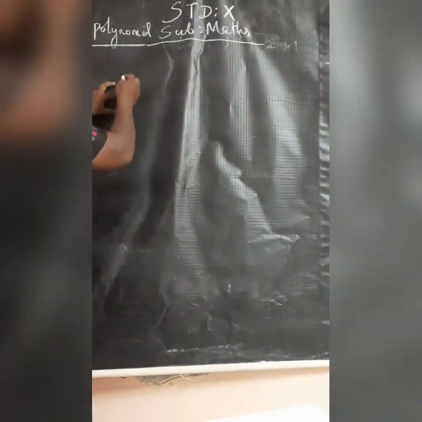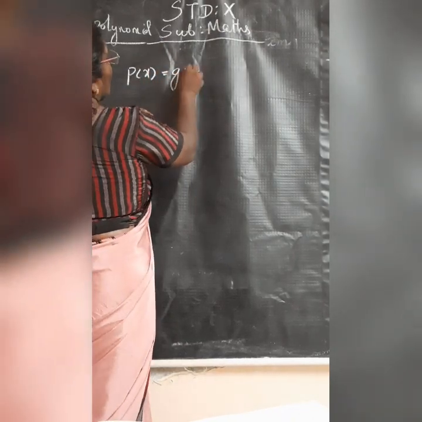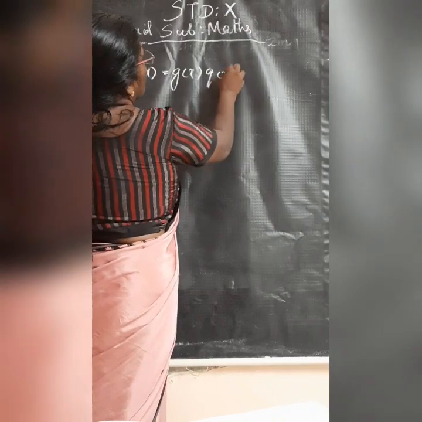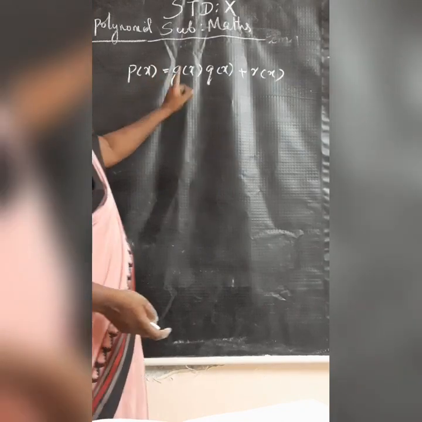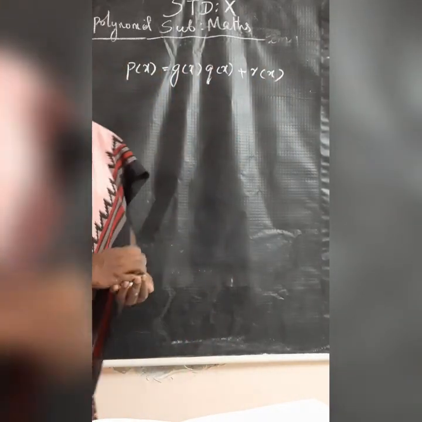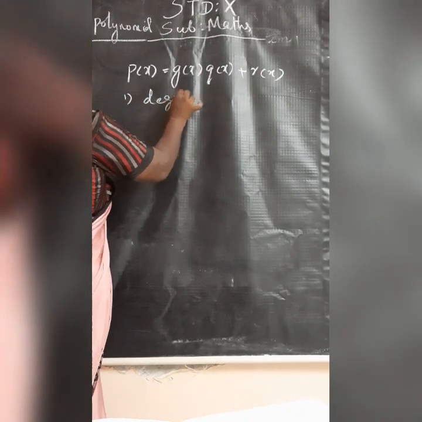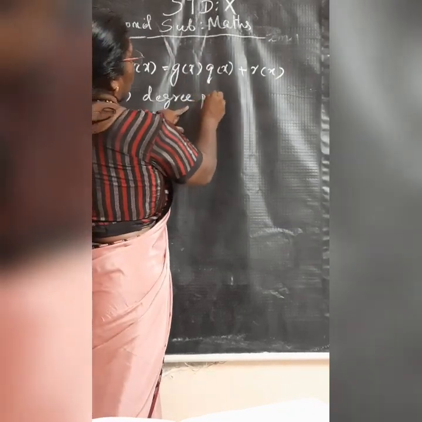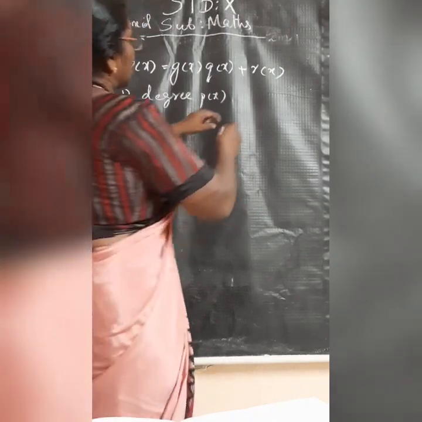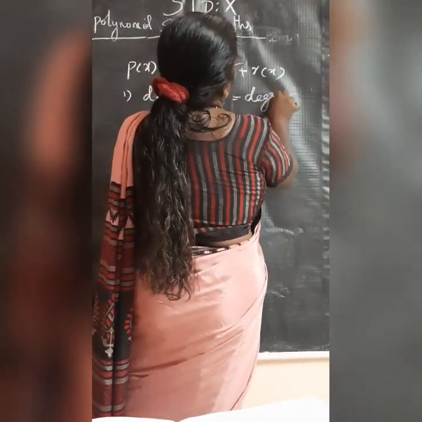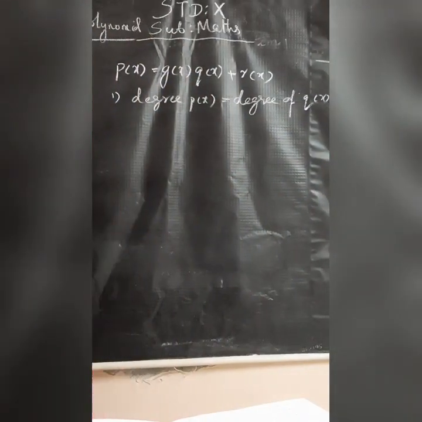So first you know the division algorithm. I will write p of x is equal to g(x) into q(x) plus r(x). And we want to find out p(x), g(x), q(x) and r(x) which satisfy the first condition. First condition is this one. Degree of p(x) is same as degree of q(x). This is the question. Degree of p(x) should be same as degree of q(x).